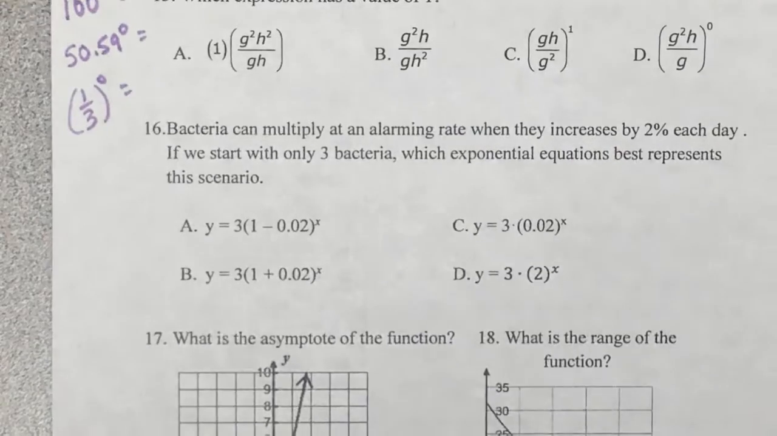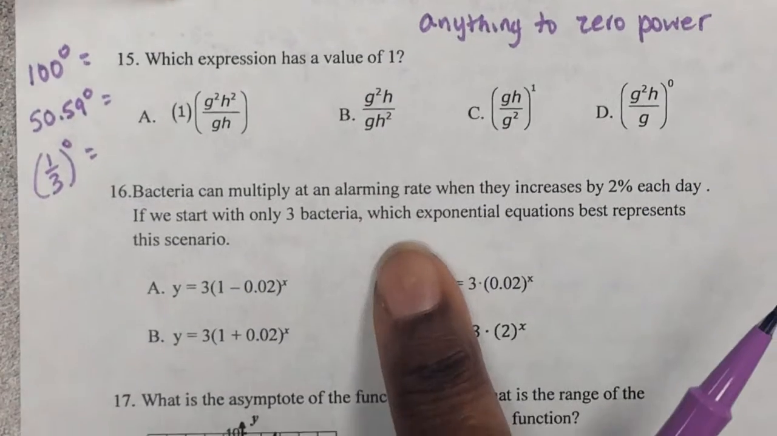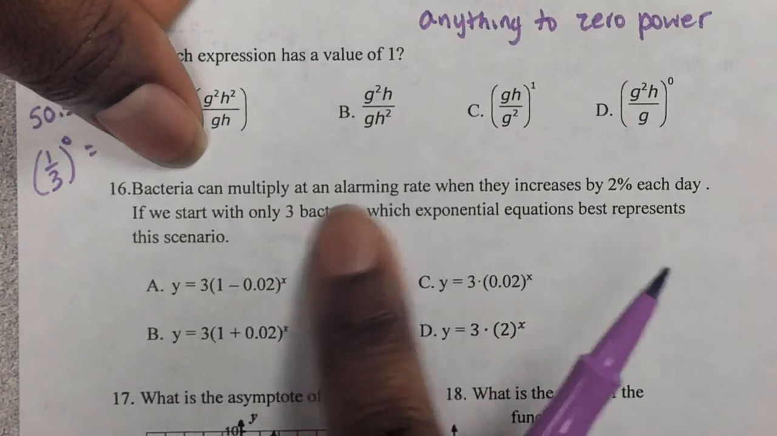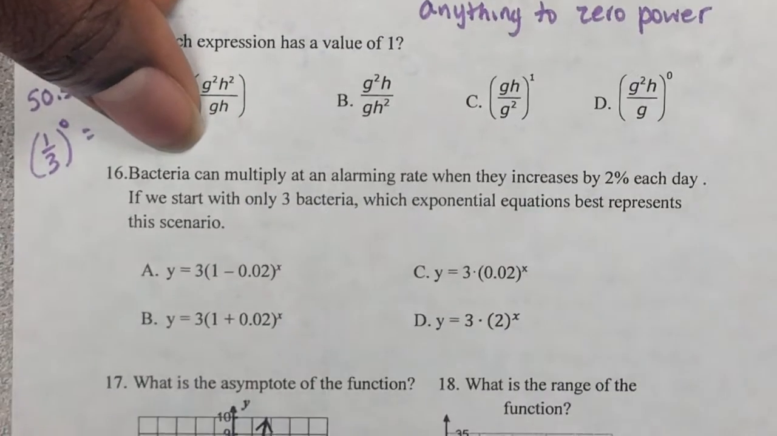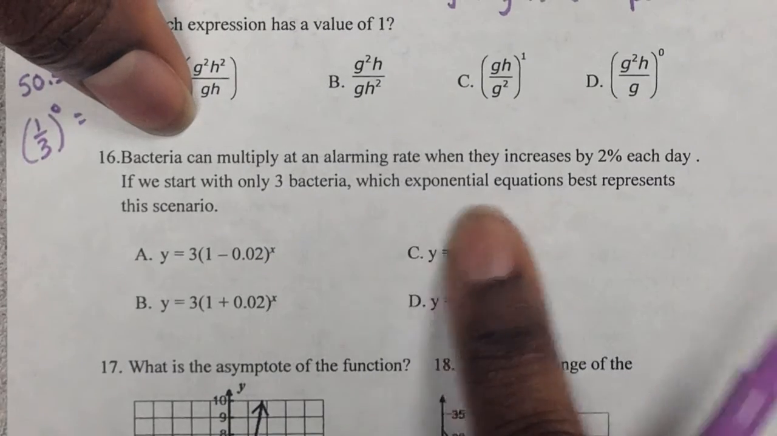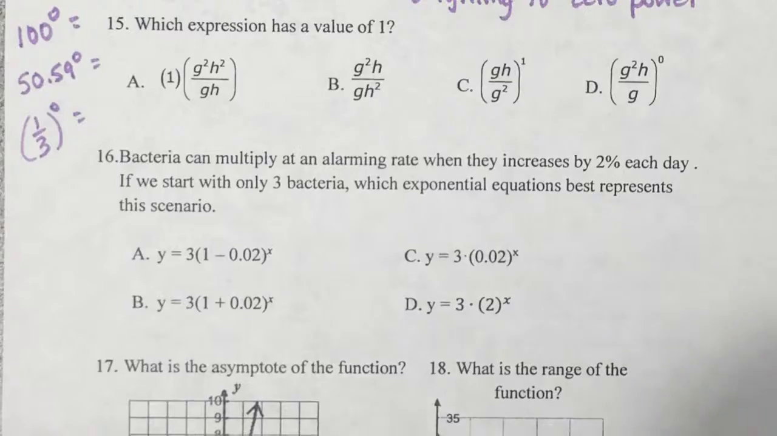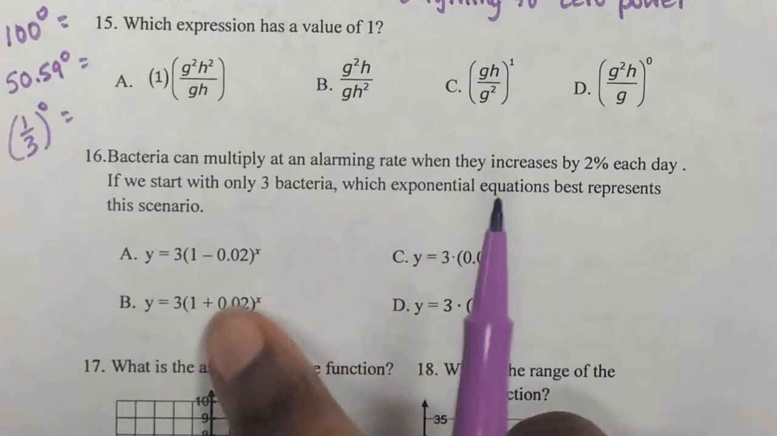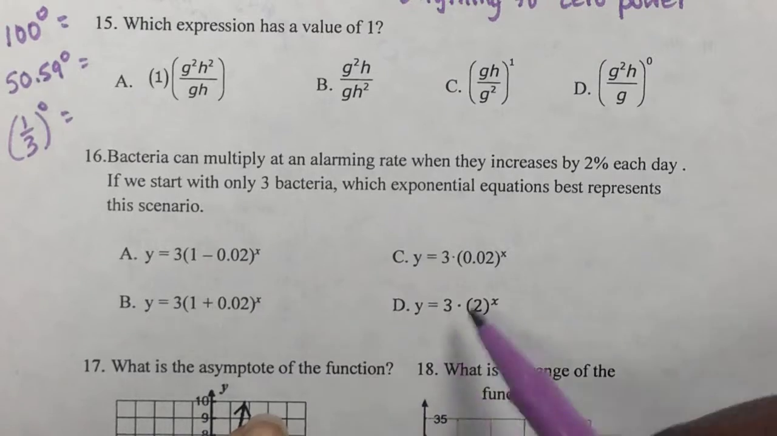We are going to continue with problem 16, just because we just did 15. Now let's do 16. Bacteria can multiply at an alarming rate when they increase by 2% each day. If we start with only 3 bacteria, which exponential equation best represents the scenario? There's a couple different ways you can go about this one. If you like using answer choices, you can use the answer choices by either writing growth or decay.